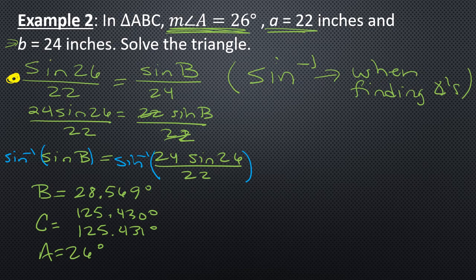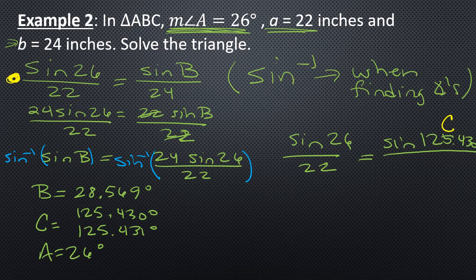I have two of my sides, so I'm missing side C. I tend to always use the same starting point. So here I started with sine 26 over 22. And now I need C, so I have to use angle C. So sine of 125. I'll be honest, I'm a truncator, so my answers will all be based on the truncated answer. Since this angle right here was big angle C in my denominator, I'm going to be looking for little angle C.